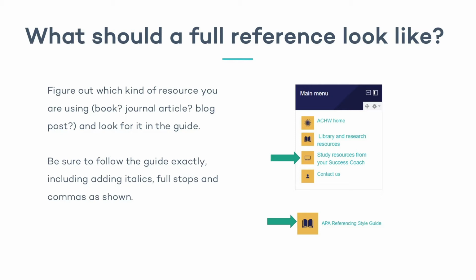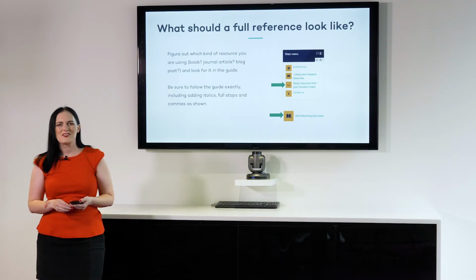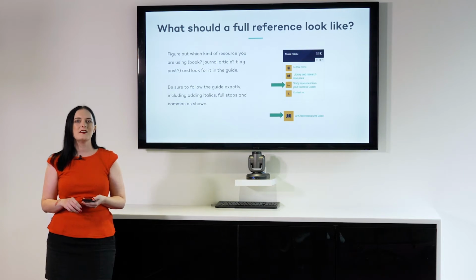Okay, so how you use the APA referencing style guide, the first thing you need to do is identify which type of resource you're using information from. Is it a book? Is it a journal article? Is it a video? Is it an image? Something like that. Look for it in the guide, and then make sure you follow exactly what the guide tells you to do. And this includes the little formatting things like italics, commas, full stops. These things all need to be in the right place. So it's a little bit of a time-consuming job at first. It can be a little bit frustrating, but it all needs to be there. And once you get used to it, it'll be second nature.